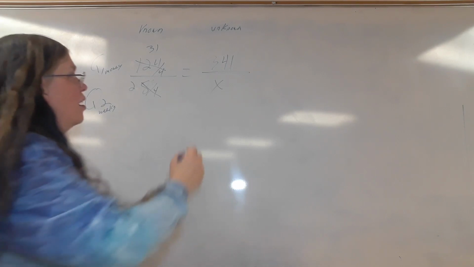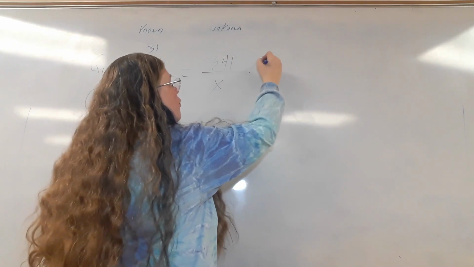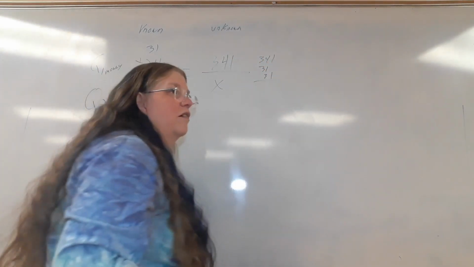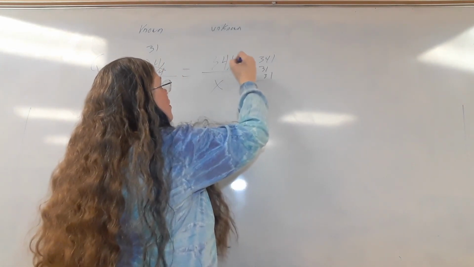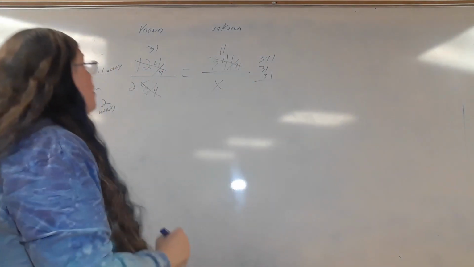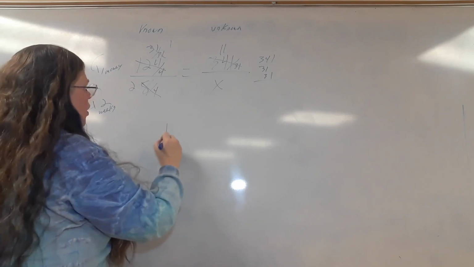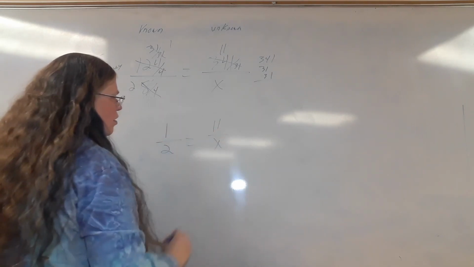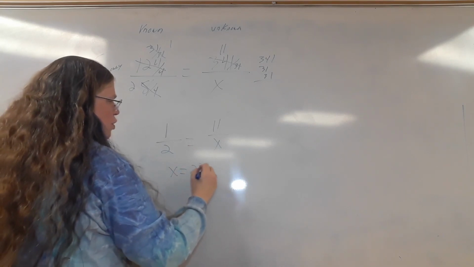But I can look at this 31 and see this over here. 341 is 31 and 31. Right? So that makes this, we divide that by 31 and we get 11. So we get 1 over 2 equals 11 over x. So that gives us that x equals 22 weeks.